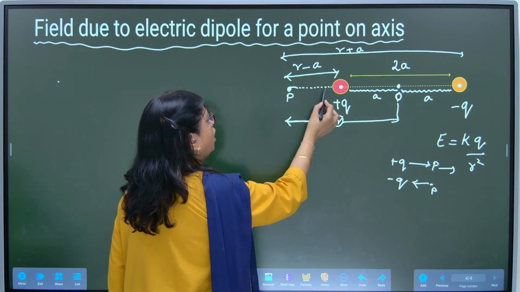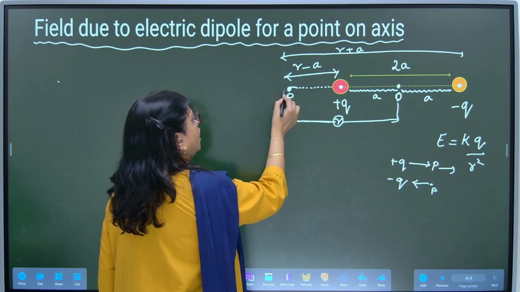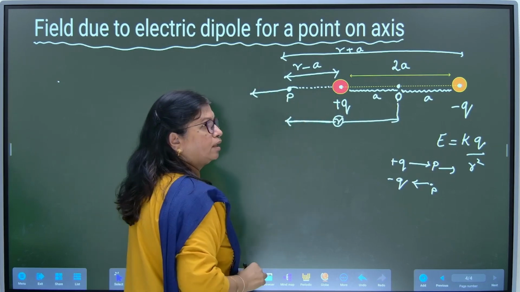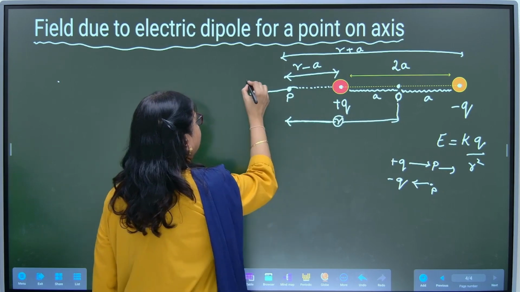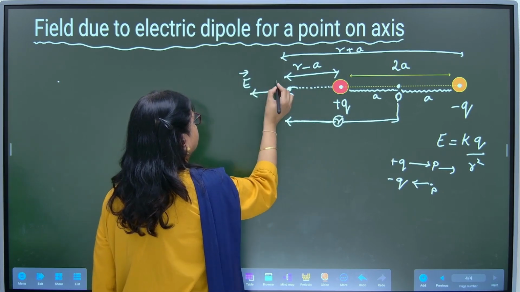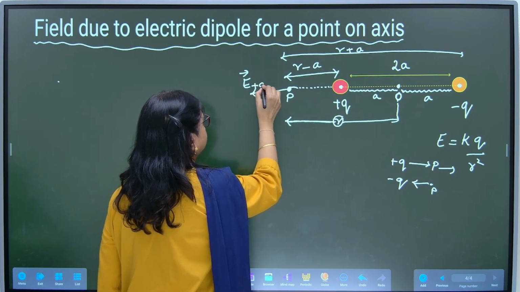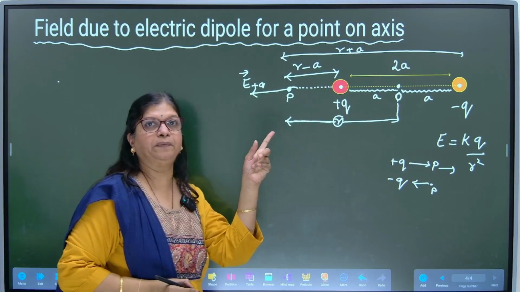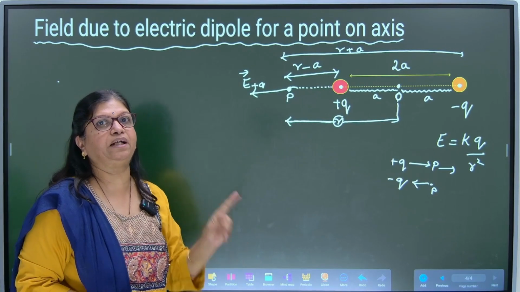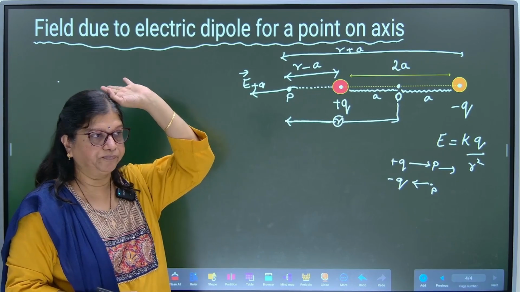Start from here. Walk, go outwards. Walk till the point. Go outwards because it is plus Q. Let me name it as E vector. I am writing here plus Q. You can write E1 also. Why am I writing here plus Q? Because I am indicating that this is the electric field direction due to the charge plus Q.